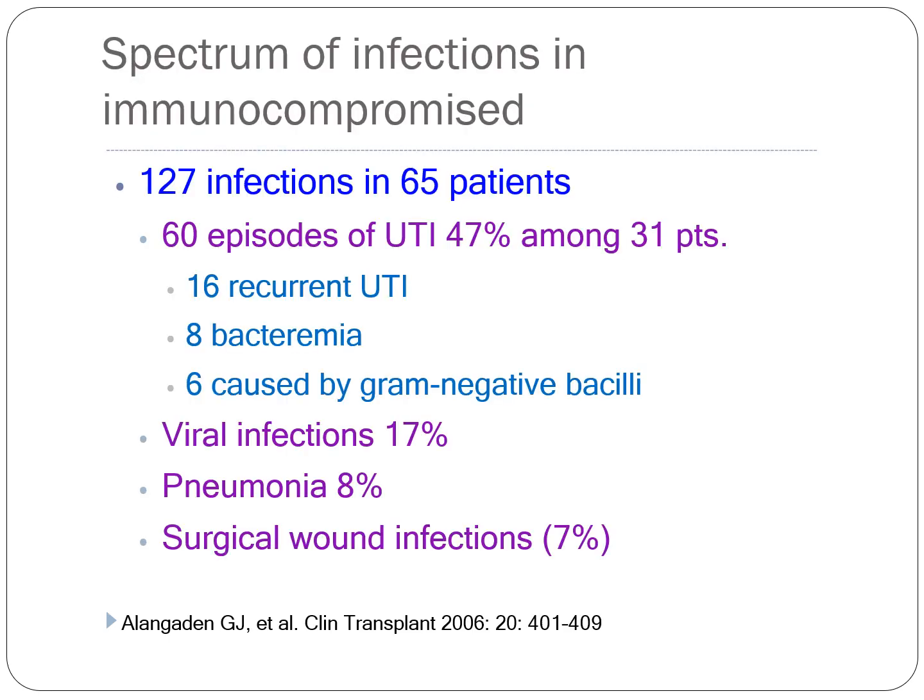Regarding the spectrum of infections in immunocompromised patients, a study observed that around 127 infections occurred in 65 patients, and UTI, that is 47%, occurred among 31 patients. 16 were recurrent UTI, 8 were bacteremia, and 6 were caused by gram-negative bacilli. Viral infections were evidenced in 17% of the patients, pneumonia in 8%, and surgical wound infection in 7%. Refer to the details in this article. So the spectrum of infections is varied in immunocompromised patients, mostly because of opportunistic infections by gram-negative bacteria and viral infection.